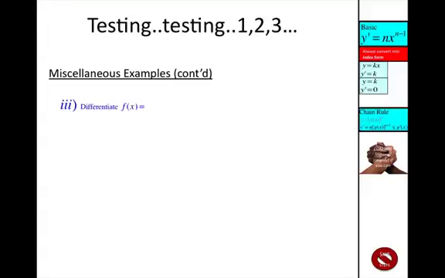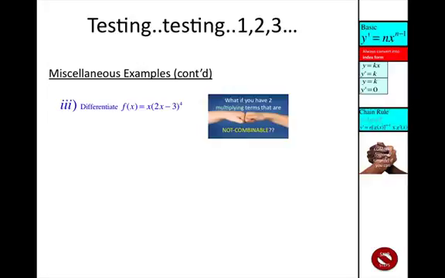Alright, last example. Differentiate f of x equals x into 2x minus 3 to the 4. Now here we have a situation, unlike the previous one where the function was squared and we could square it through and expand it. Here it's to the 4. So we look to combine it, but it's actually not combinable.